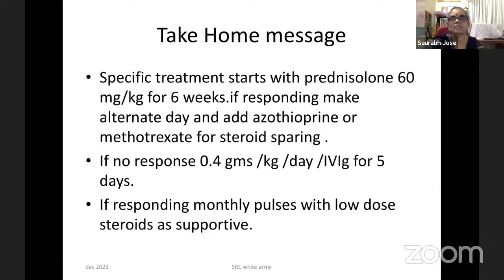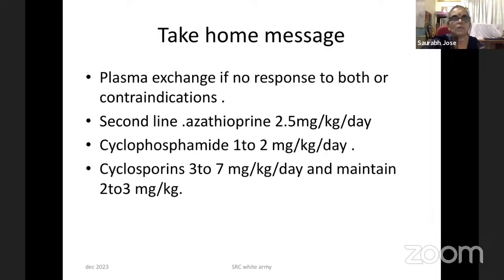And then specific treatment starts with the steroids for CIDP, supplemented with second-line immunosuppression. You can choose what you want. Azathioprine is cheap and side effects are less, but there are different levels of second-line immunosuppressants which can be used. And plasma exchange if no response. And cyclophosphamide, cyclosporin, mycophenolate, all these drugs can be used. But azathioprine is cheap, safe, and commonly used.